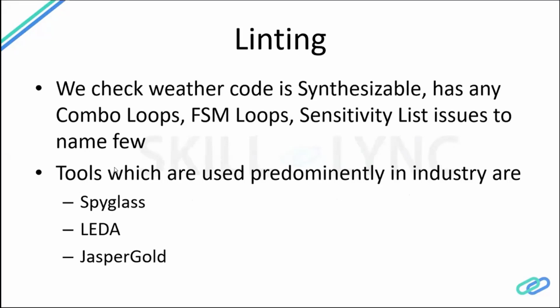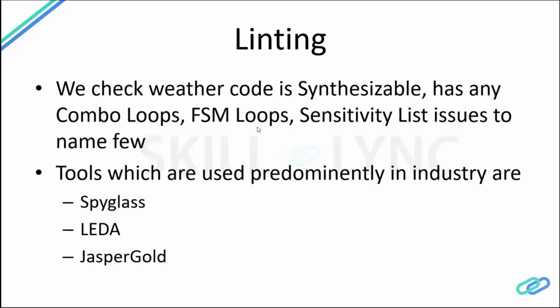So the checks we do include whether the code is synthesizable, whether the code has any combo logic loops, and with FSM, where we have written a finite state machine, whether we are getting stuck in only one state. Also whether the sensitivity list in the always block is completely written or not. These are a few examples. And if we have a case statement, whether all the case conditions are covered, and whether we are able to reach all the code or not. Those are some examples of lint checks.